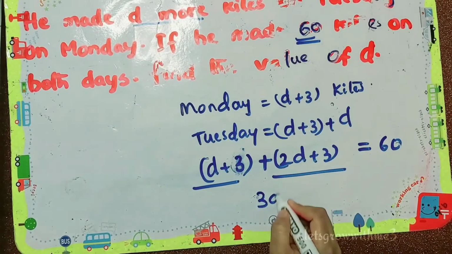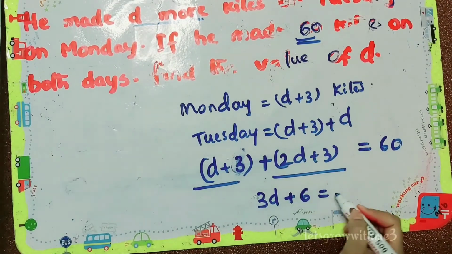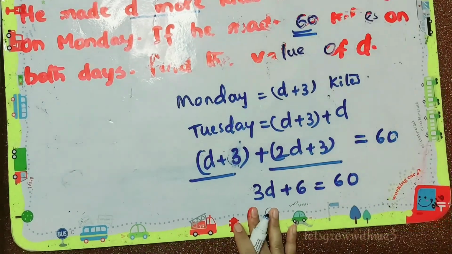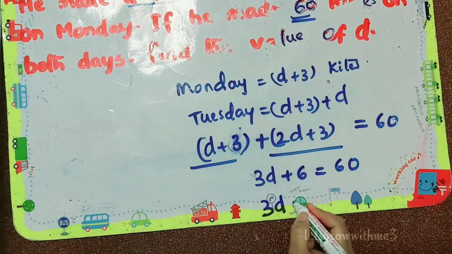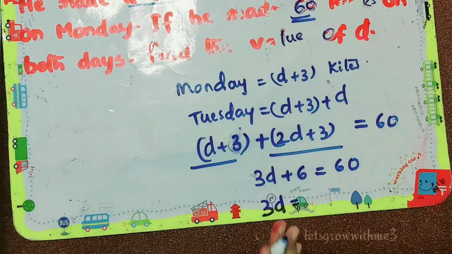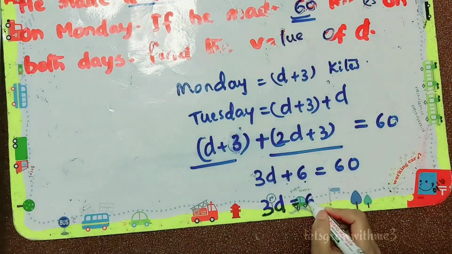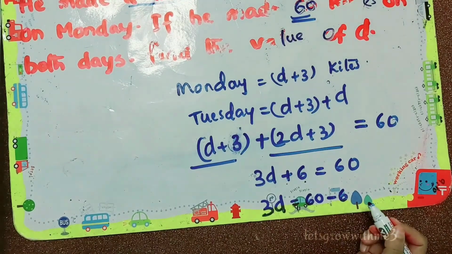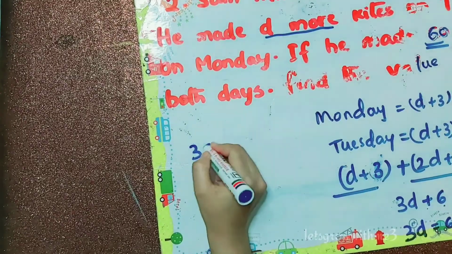Okay, so 2D plus D, which is 3D, plus 3 plus 3, which is 6, equal to 60. Now 3D is equal to 60 minus 6, because we need to keep only D on the left hand side, and the remaining all we need to send to the right hand side. Okay, 60 minus 6, which is equal to 54. So 3D is equal to 54.